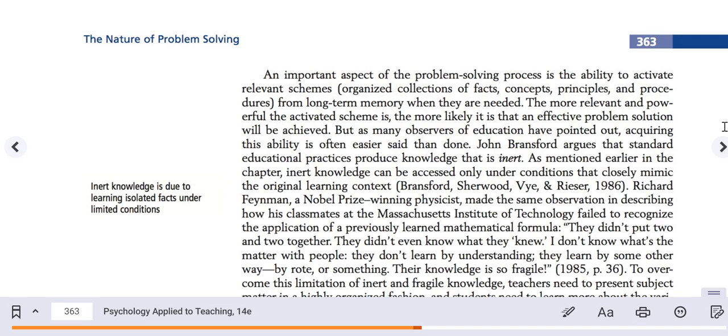They didn't put 2 and 2 together. They didn't even know what they knew. I don't know what's the matter with people. They don't learn by understanding. They learn by some other way, by rote or something. Their knowledge is so fragile.